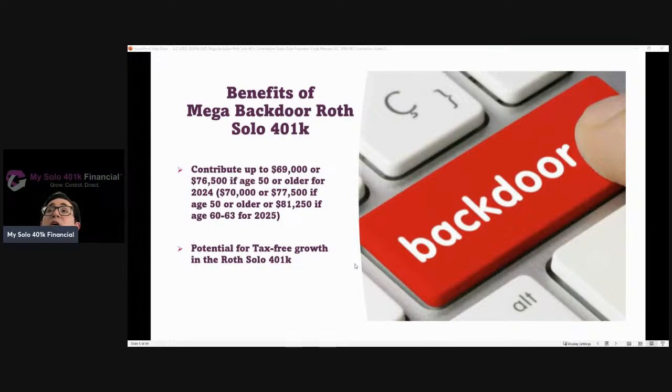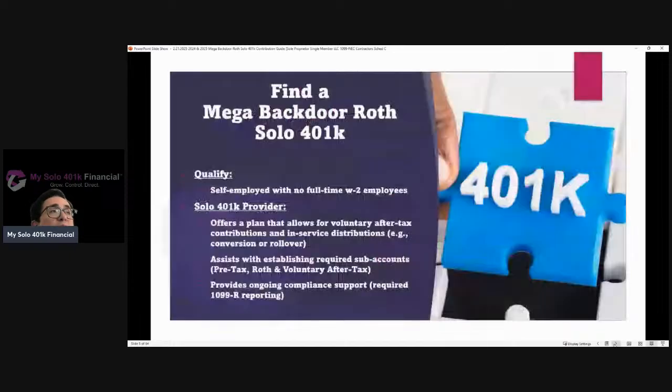For example, someone can contribute up to $69,000 or even $76,000 at their age 50 or older for 2024. And we'll talk about how there's still time to set up a plan and make contributions for 2024. And then for 2025, the limits go up, $70,000 or $77,500 if they're age 50 or older, or even $81,250 if they're age 60 to 63 for 2025. Again, with that potential for tax-free growth because the funds end up in a Roth solo 401k. So that's a great benefit.